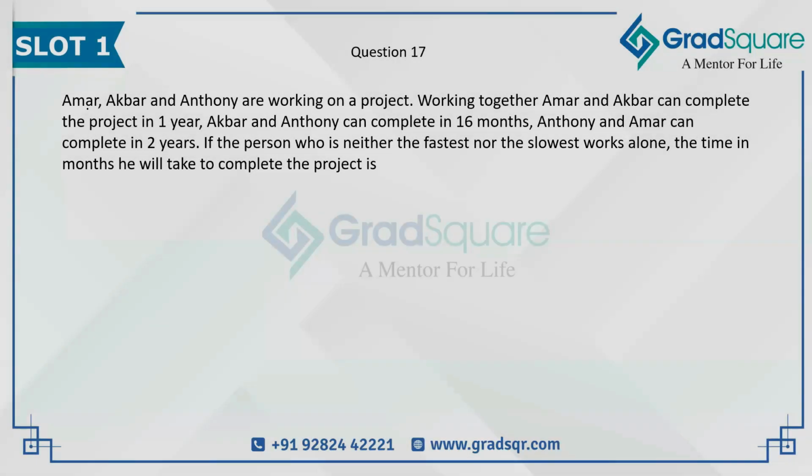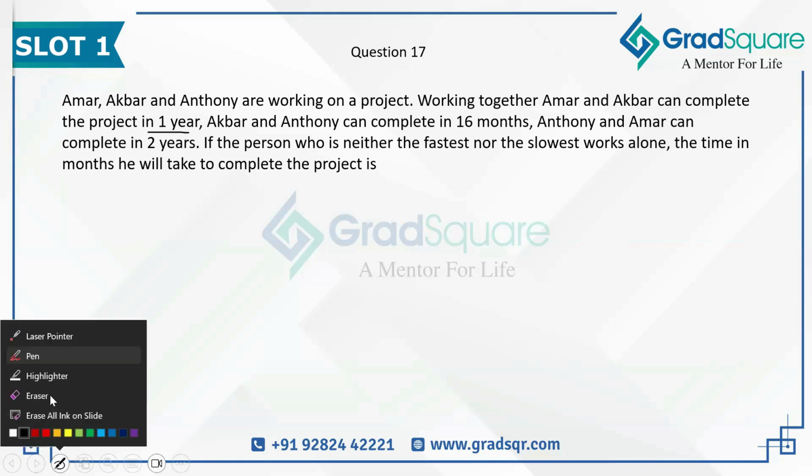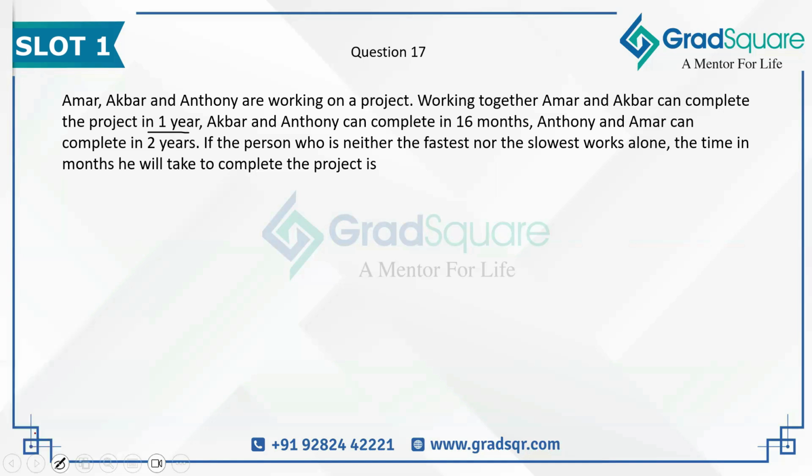Let's have a look at this. There are three individuals, Amar, Akbar, and Anthony, working on a project. Working together, Amar and Akbar can complete the project in 1 year. That's given to you, right? Akbar and Anthony can complete it in 16 months, and Anthony and Amar can complete the job in 2 years.